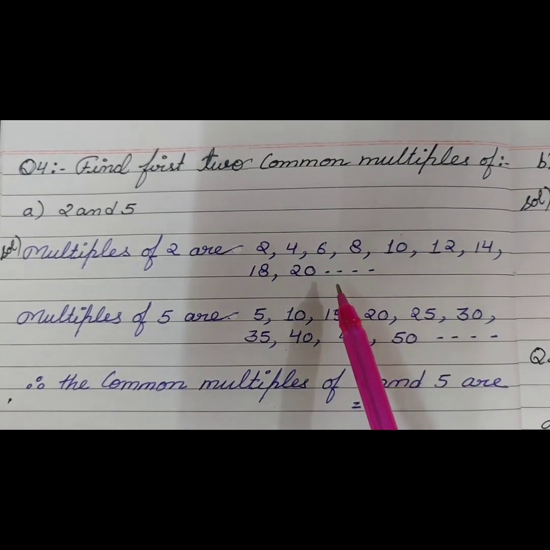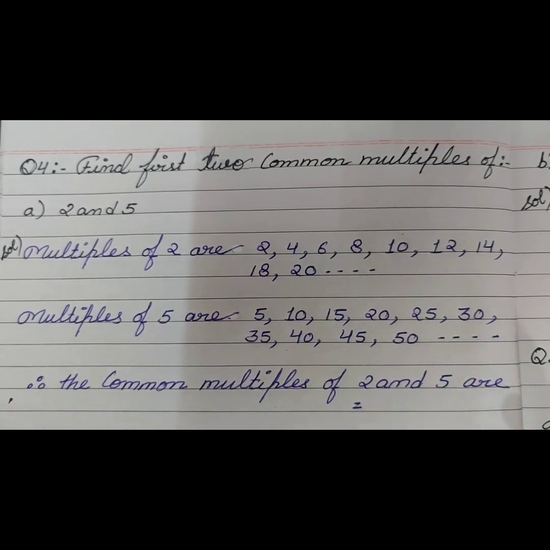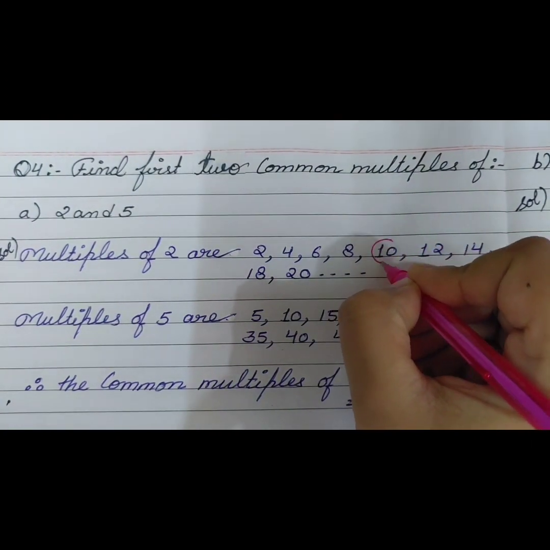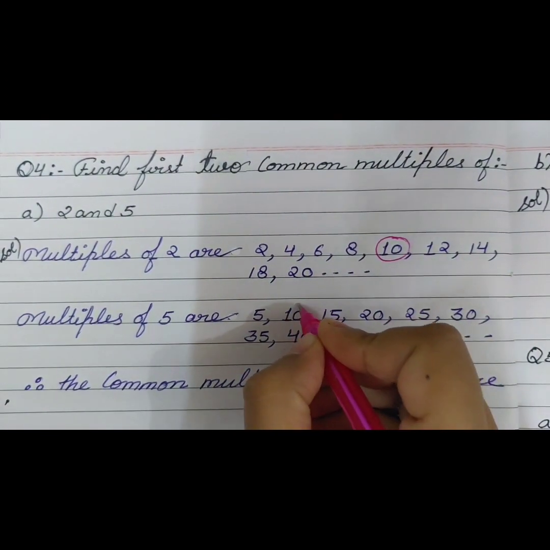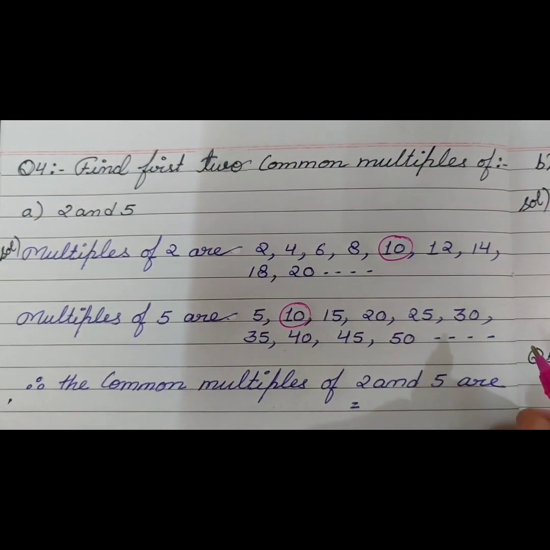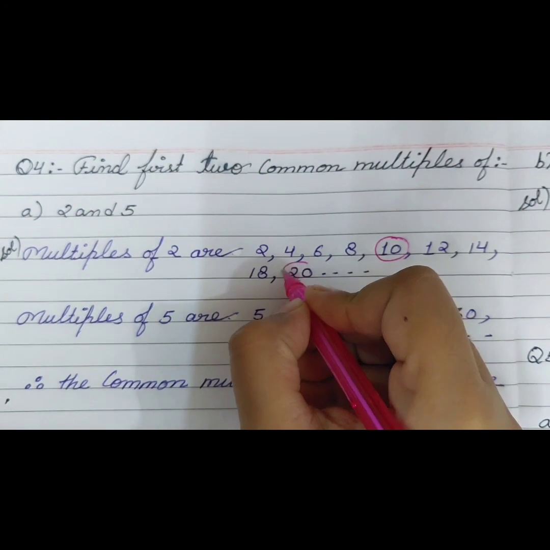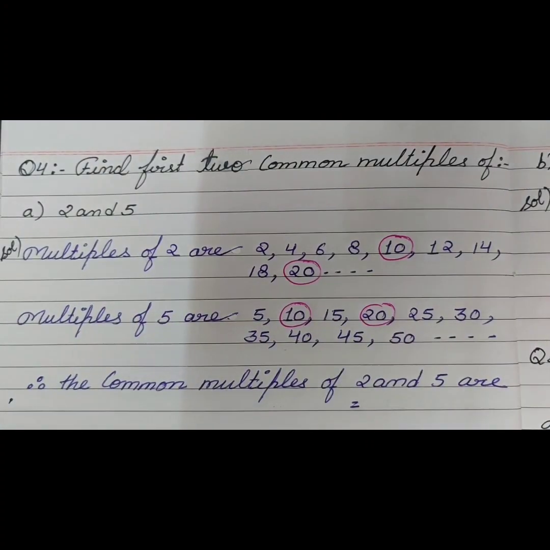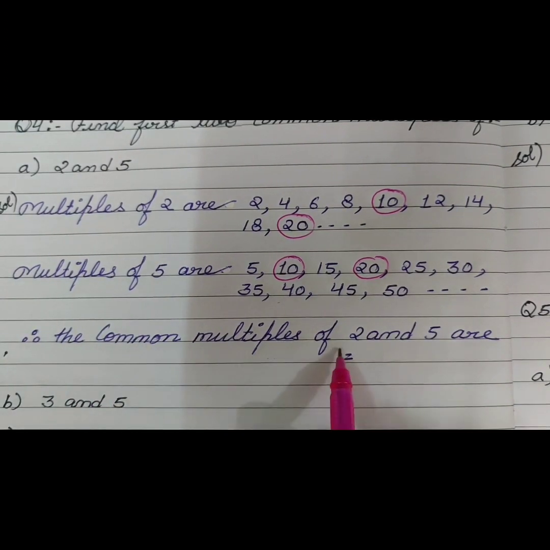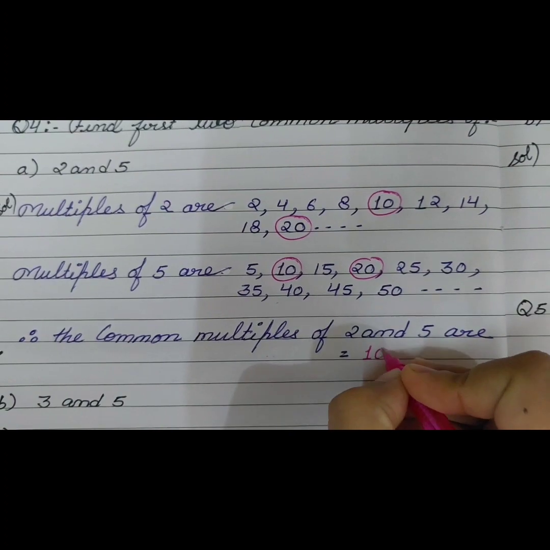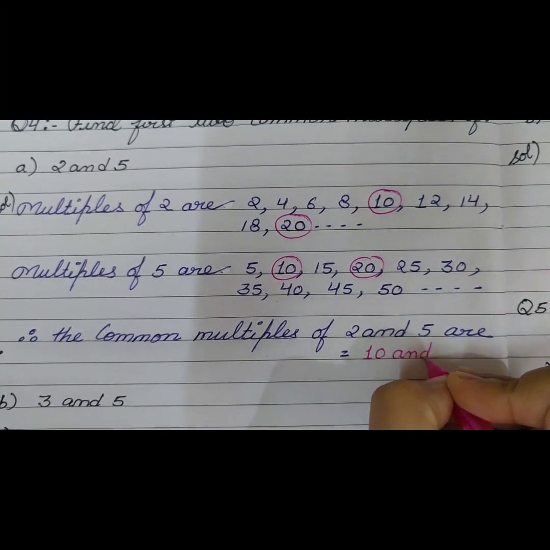Now find out the common multiples. Now here we get our first common multiple, that is 10. So 10 is our first common multiple. Now second common multiple is 20. Therefore, the common multiples of 2 and 5 are 10 and 20.